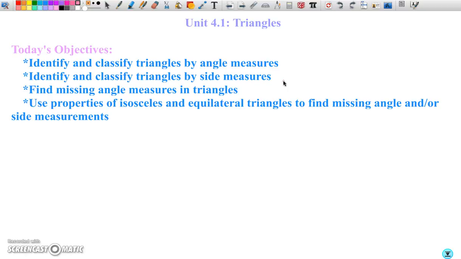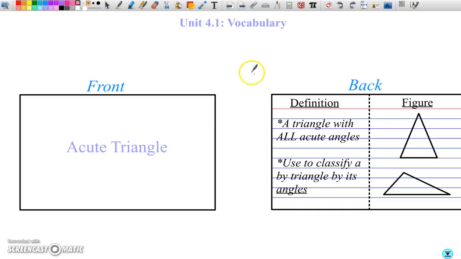What we're going to do is identify and classify triangles by angle measures and side measures. We're going to find the missing angle measures in triangles, and then we're also going to use properties of isosceles and equilateral triangles to find some missing measurements. On your index cards, you're going to do all of these vocab words, and I've split them up exactly the way I want them to look.